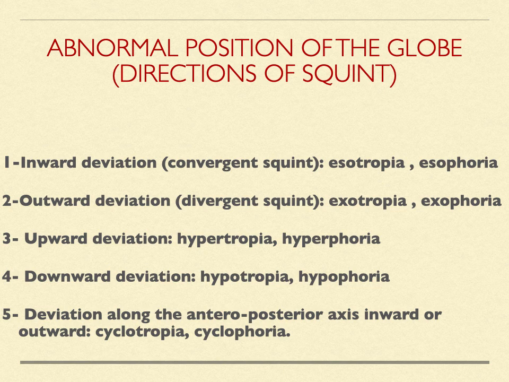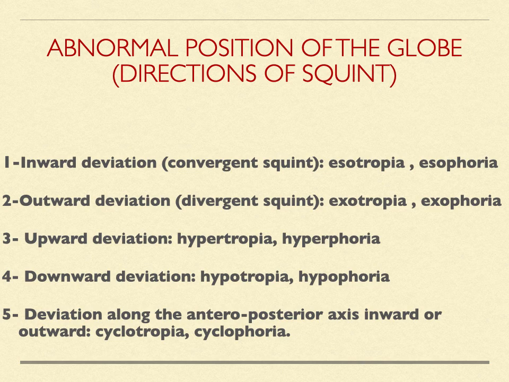Then comes abnormal position of the globe. Let's speak about the globe itself. If the eyes are not parallel to each other and deviate inward, we call it esotropia or esophoria. The difference is that tropia is a permanent deviation, but phoria is a deviation only when you cover one eye. Outward deviation we call divergence, or exotropia. Upward deviation we call hypertropia. Downward deviation, hypotropia. And there is deviation around the anteroposterior axis, inward or outward, which we call cyclotropia or cyclophoria, where the globe rotates around the anteroposterior axis.